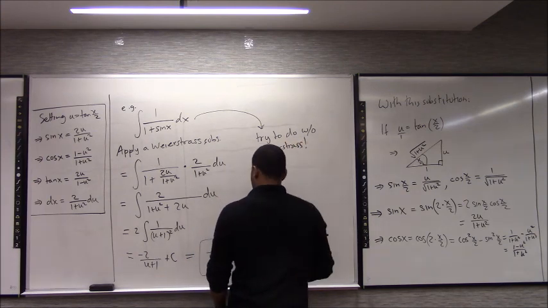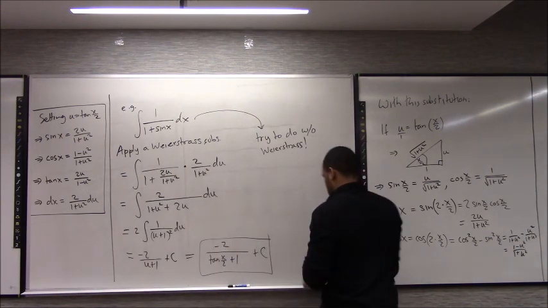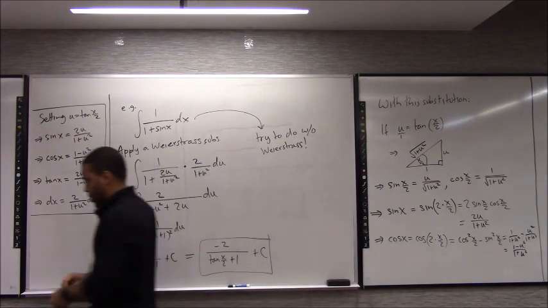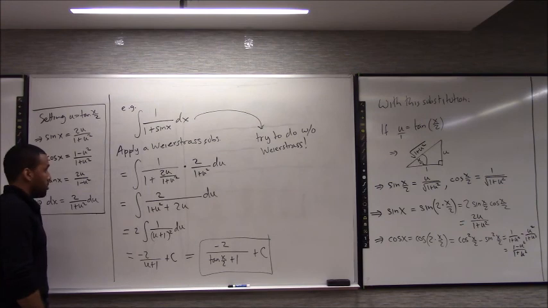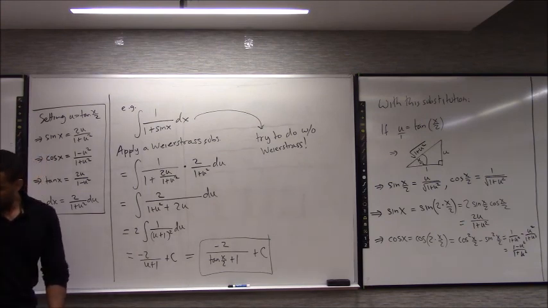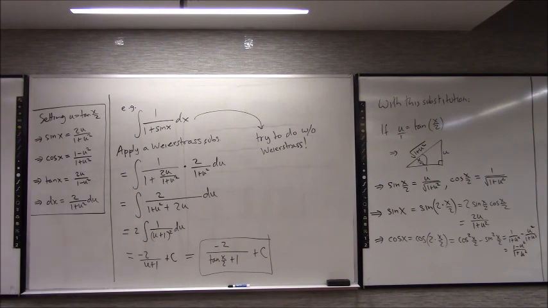Try to do this without Weierstrass, as well as try to do the other problem I mentioned, so you have to review rational roots theorem, all that good stuff. And just in general, go over integration as we've done it before. We'll do some more on the Weierstrass substitution next time.